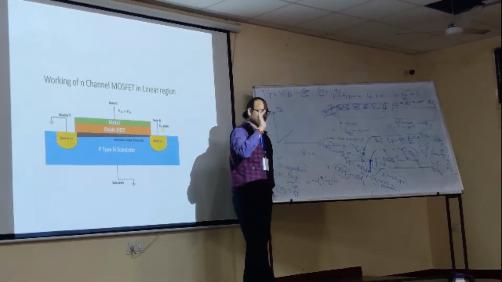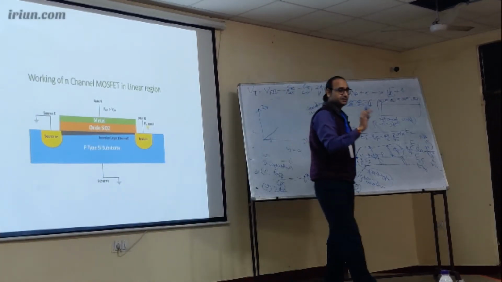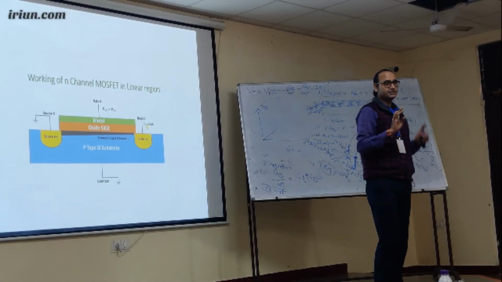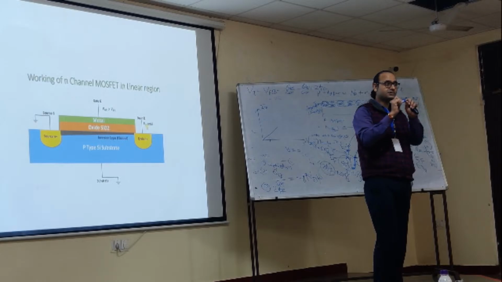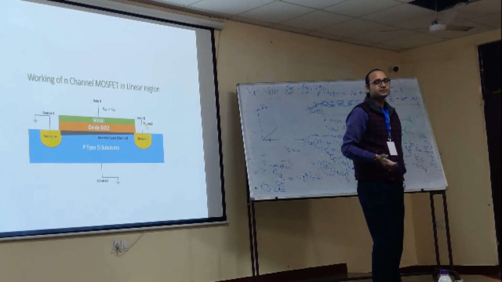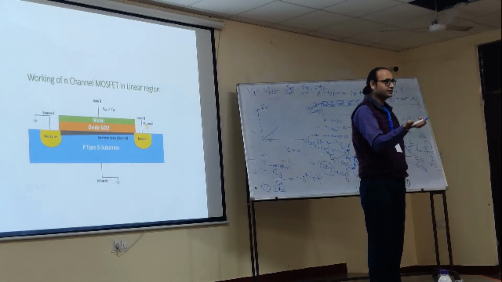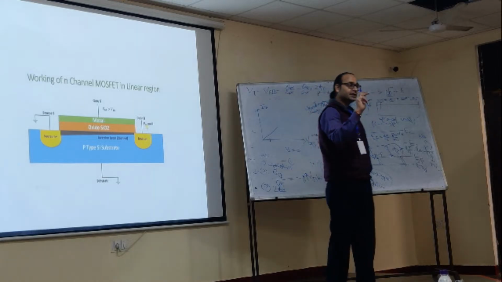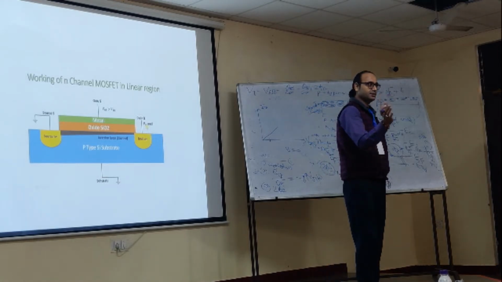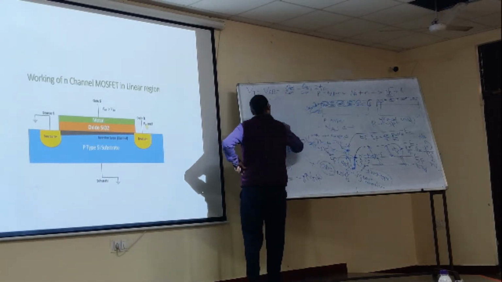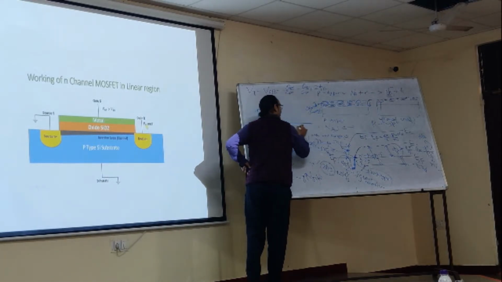So please remember that pinch off doesn't mean that there is no channel. It is never absent. The only thing is it is thinnest at the drain end. Otherwise, how will current flow? If there were zero electron density, how would current flow? There are electrons, and their number is compensated by higher velocity. So it goes like this ideally, not practically.